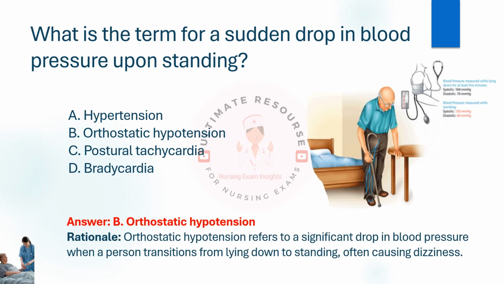Orthostatic hypotension. Orthostatic hypotension refers to a significant drop in blood pressure when a person transitions from lying down to standing, which can often cause dizziness.